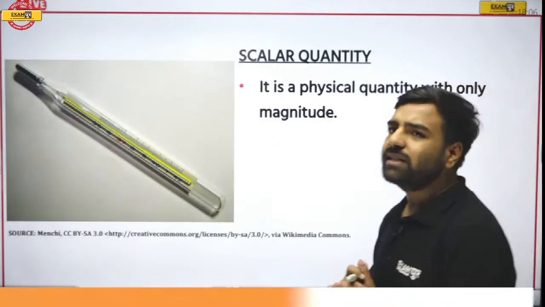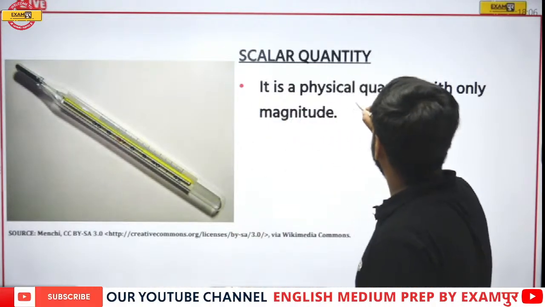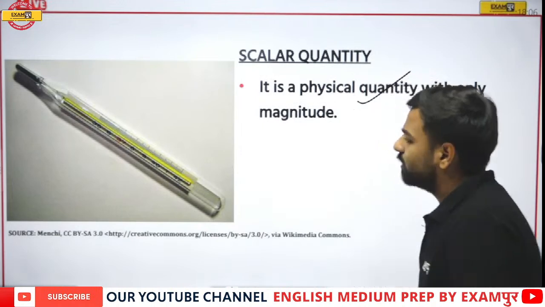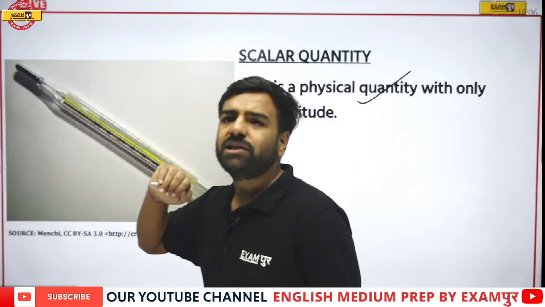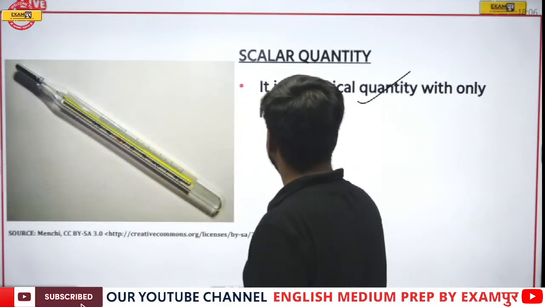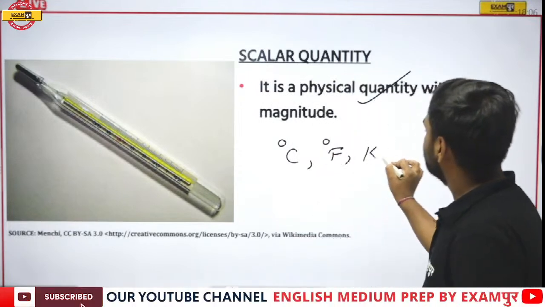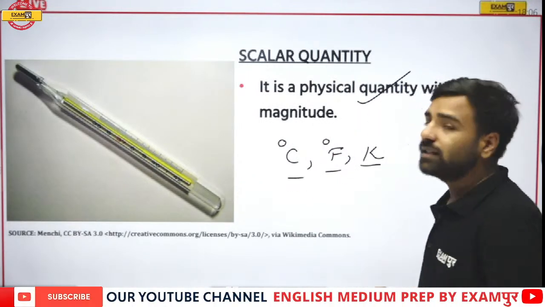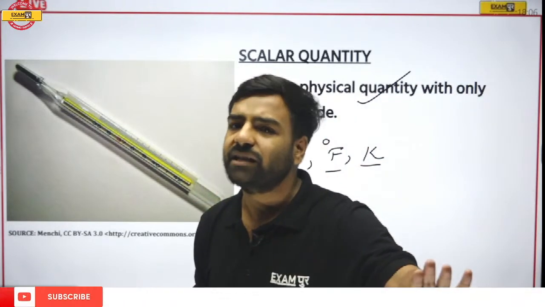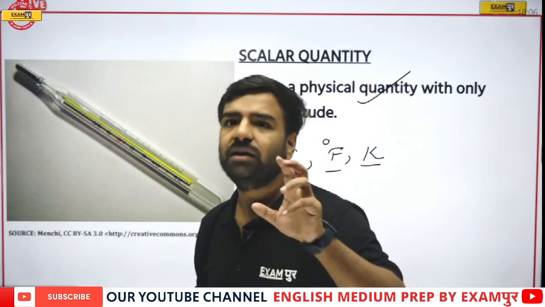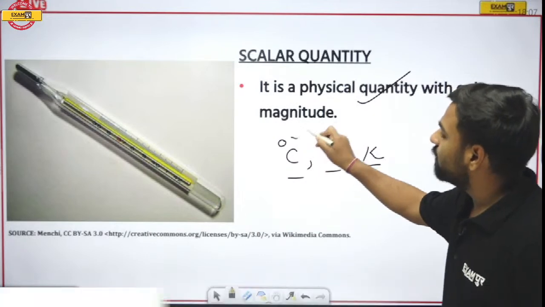First of all, I'll talk about the scalar quantity. What is a scalar quantity? It is a physical quantity with only magnitude. Let's take an example. If I talk about temperature, we get the value in degree centigrade or degree Fahrenheit or Kelvin. Whatever we are getting, these values are fixed where no direction is involved, correct? Again, no such direction is involved. No one is saying you are having 100 degrees in some direction.